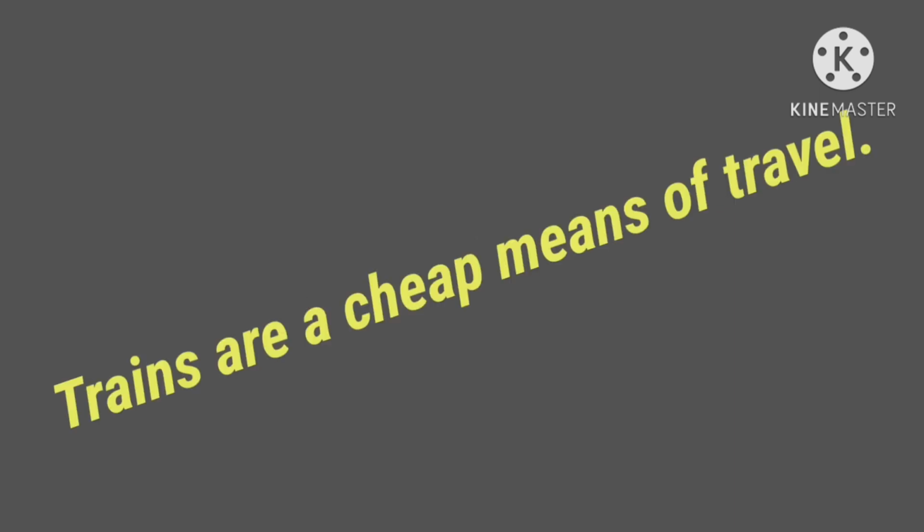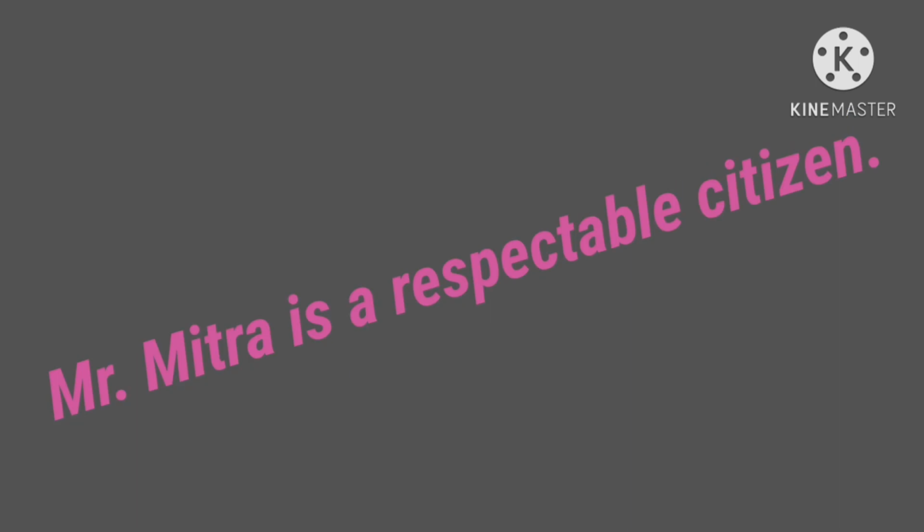Next, trains are a cheap means of travel. Here, which is an adjective? Cheap. Very good. So underline the word cheap. Next, Mr. Mitra is a respectable citizen. Which is a describing word? Respectable. Very good. So underline the word respectable.